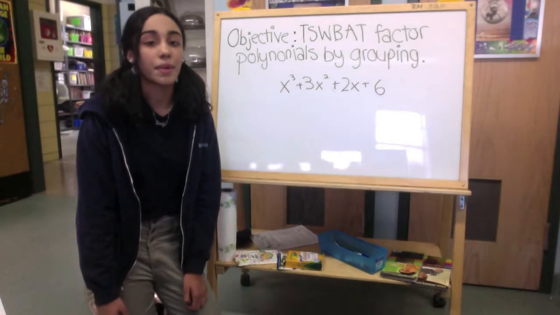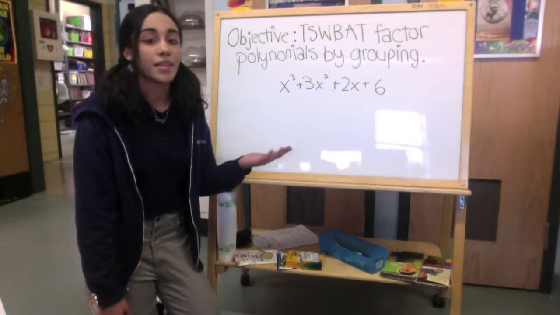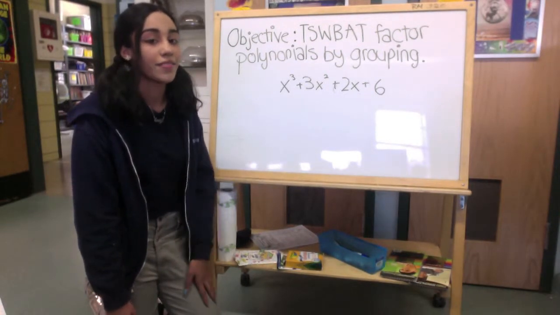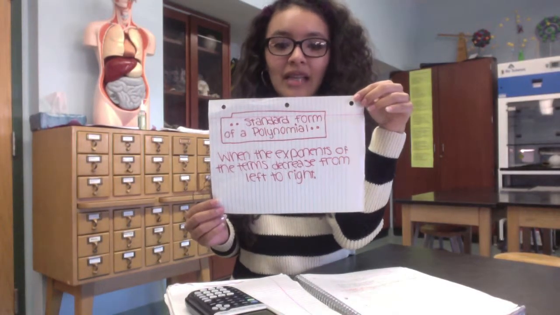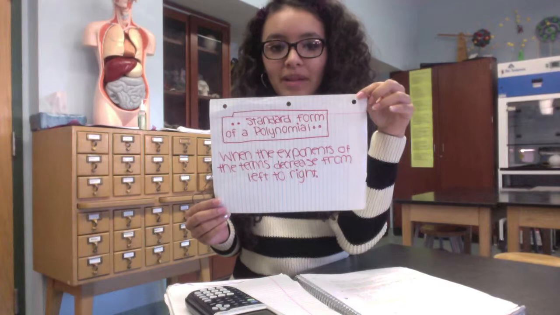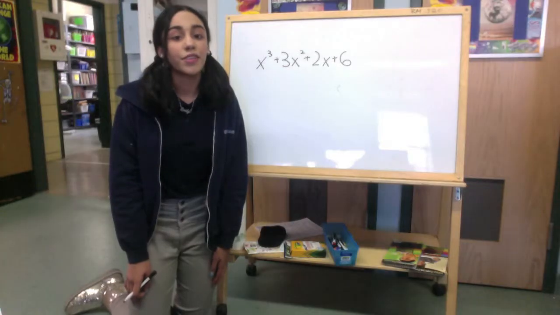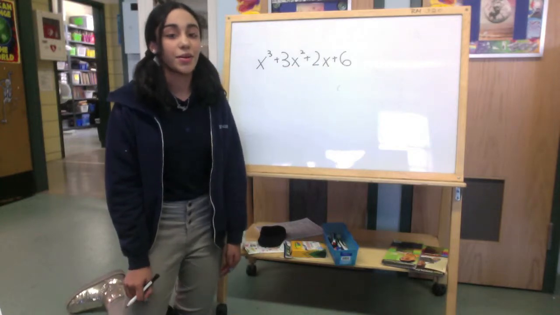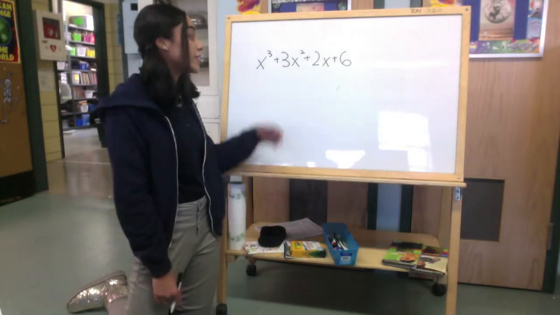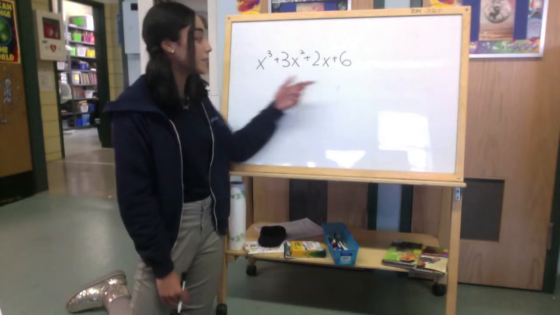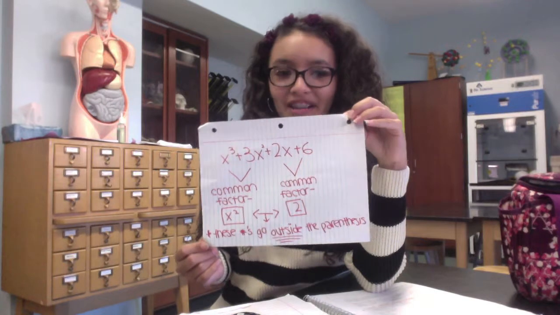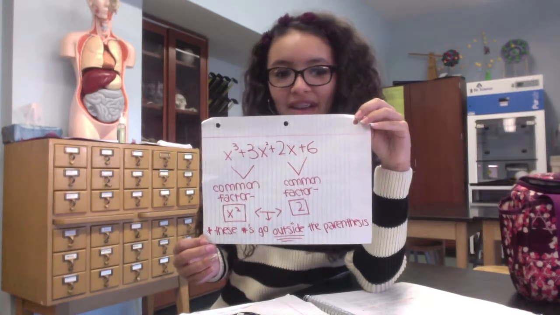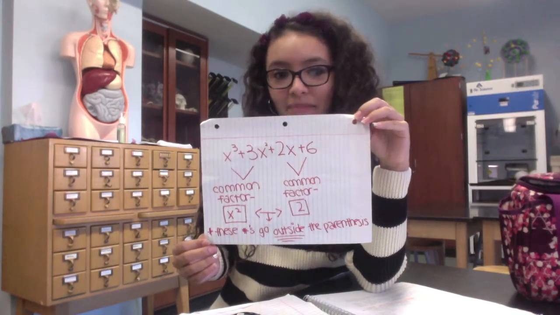Today we will be factoring polynomials by grouping. Please copy the objective into your notebook and put the following equation in standard form. The standard form of a polynomial is when the exponents of the terms decrease from left to right, and the equation on the board is already in standard form. First, in order to factor this polynomial by grouping, you would have to find the greatest common factor of these two terms and these two terms. The common factor for x cubed and 3x squared is x squared. And the common factor for 2x and 6 is 2, and these numbers go outside the parentheses.